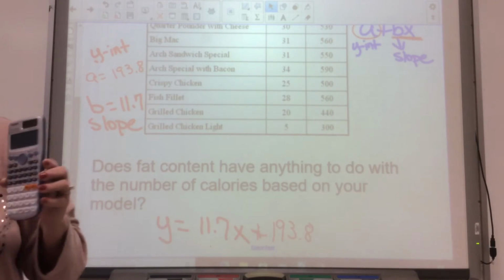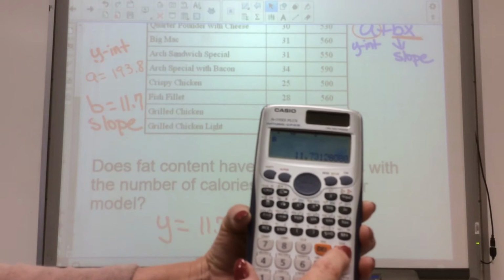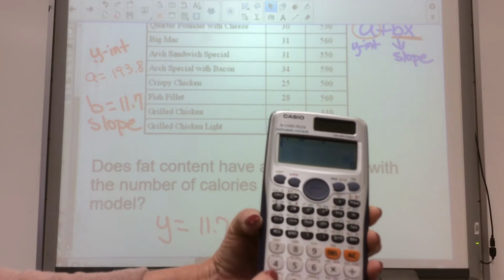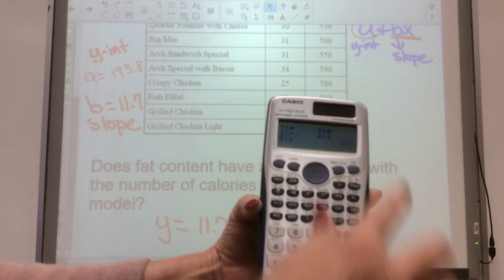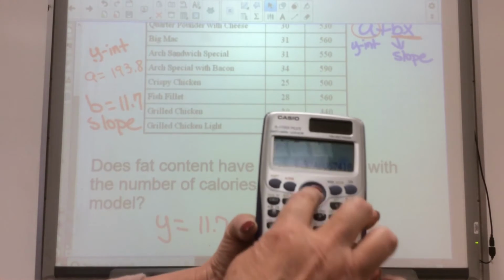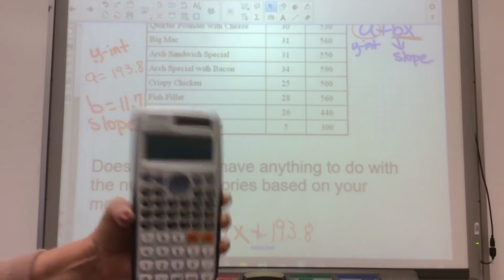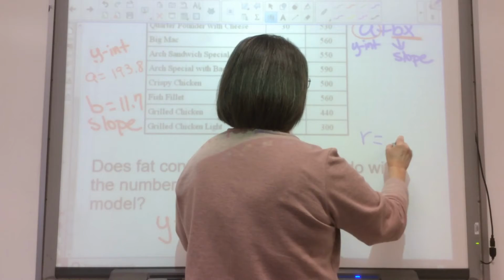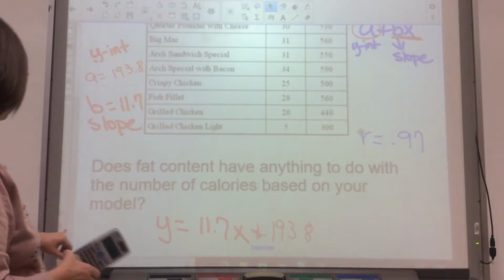Now, there is also an R on here. So that's the correlation coefficient. So I'm going to hit Shift 1, hit the 5 again. This time hit 3. That gives me the R. And that tells me how tight and how good my line is. My equation has an R of 0.97, which is a really good linear correlation coefficient. All right, and we'll talk about that in a minute.